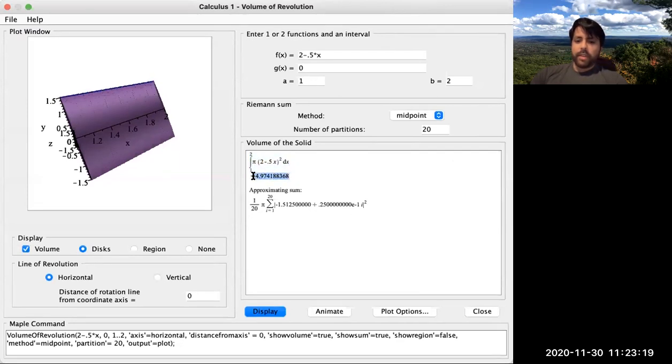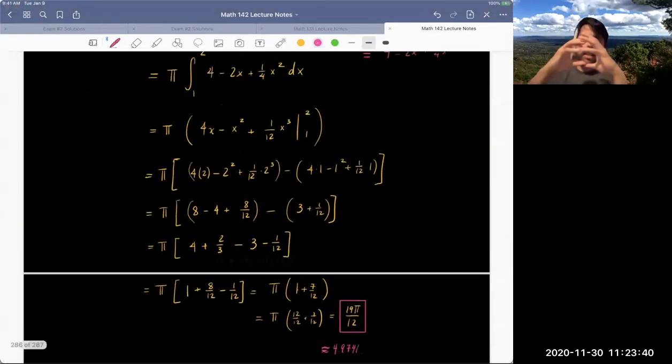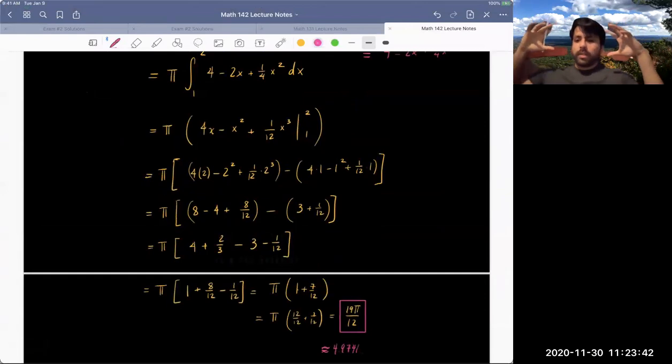And you see the volume here? Exactly what we got. Of course, they give you the approximated decimal version of it. They don't give you the beautiful exact expression that we got, 19 pi over 12. But we get the same thing. So Maple says we're good. You all say we're good. So we're good.